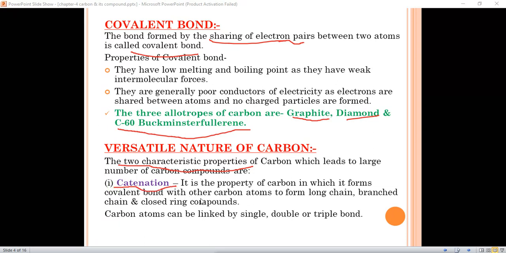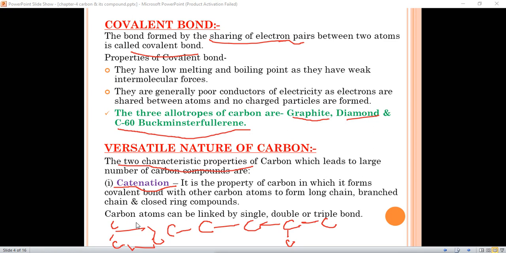It is the property of carbon in which it forms covalent bonds with other carbon atoms to form long chain, branch chain and closed ring compounds. By this catenation property, carbon can form bonds with other carbon atoms and form long chains, branch chains like this, or even rings. For example, in benzene you have seen the rings like that. Cyclic structure, triangle structure, square structure, any type of ring structure it can form.